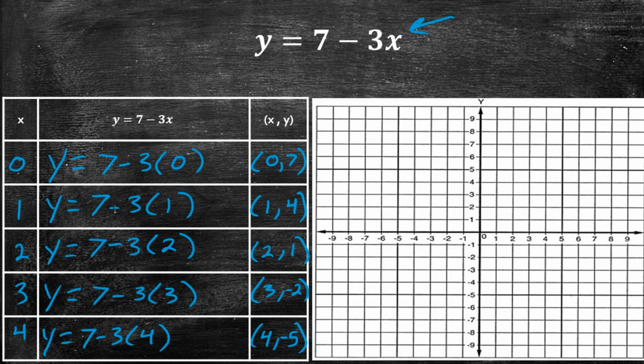The x values are going to go from left to right on the x-axis, and the y values are going to go up and down on the y-axis. So 0, comma 7 is going to be 0 on the x and 7 on the y, so you go up 7. Next is going to be 1, comma 4, which is right here. 2, comma 1 is right here. 3 comma negative 2, we have to go downwards now. And 4 comma negative 5 is going to be right here.